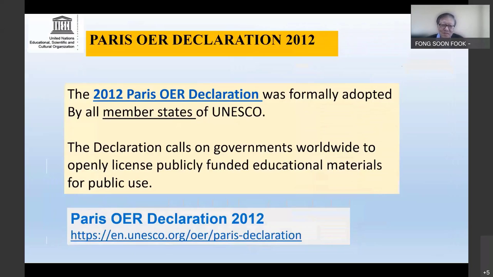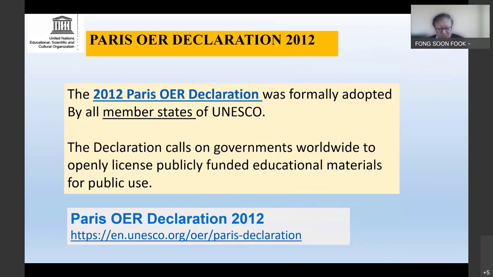UNESCO is a leader in this matter. Okay, so in 2012, there is a Paris OER Declaration. Okay, and there are very important declarations there. One of them is called Calls on Government Worldwide to Openly License Publicly Funded Education Materials for Public Use. There is a call by UNESCO.